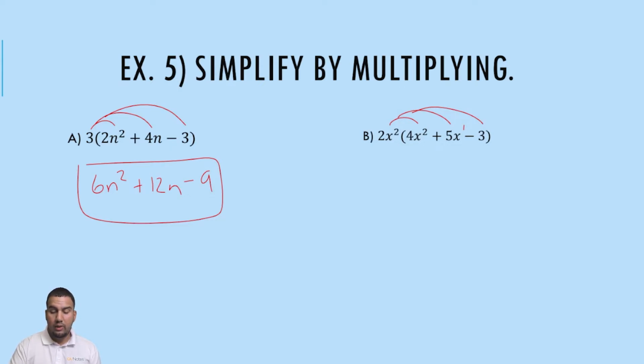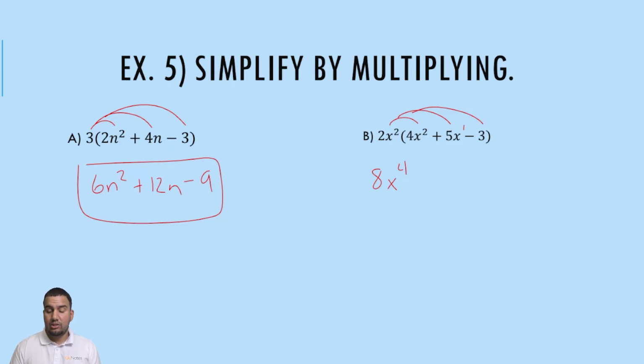When I distribute the 2x squared to the 4x squared, I know 2 times 4 is going to be 8. But now when I multiply the two x's, I have to remember I'm going to add the exponents. So 2 plus 2 would be 4. So this will be 8x to the 4.